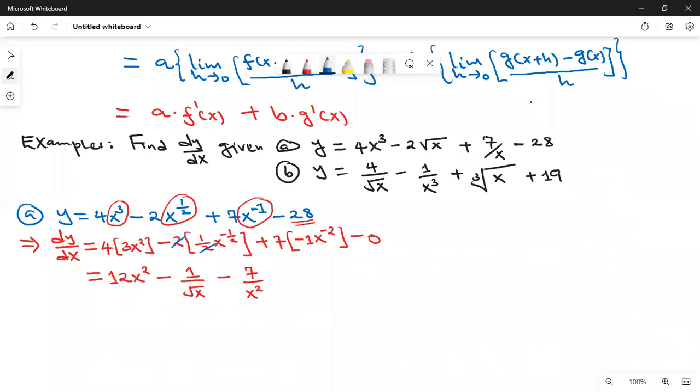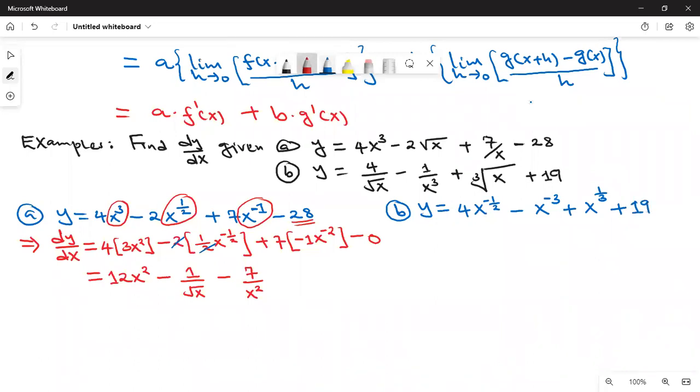What about part B? How else can we write the given function? y is equal to 4 times x raised to negative 1 over 2. That's 4 over root x. Then minus x raised to negative 3. Plus, how do you write the cube root of x? It is the same as x raised to 1 over 3. That's the cube root. Then I can see there's a plus 19.